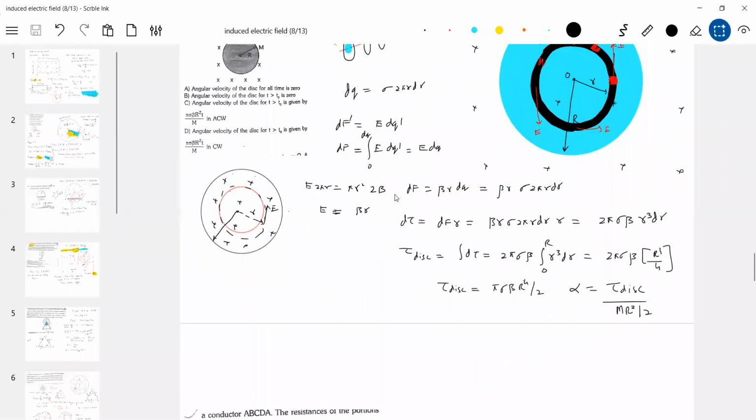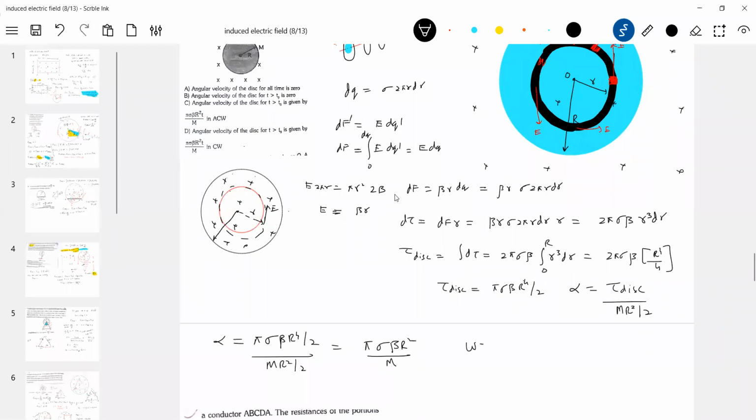Okay, now what is alpha equal to? Alpha will be pi sigma beta r to the power of 4 by 2, divided by m r square by 2. So alpha is pi sigma beta r square by m.